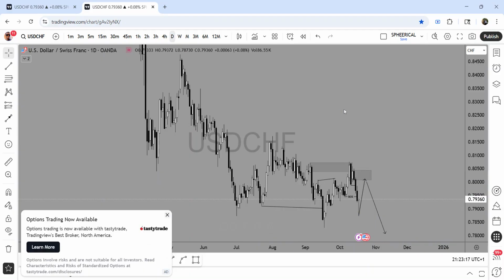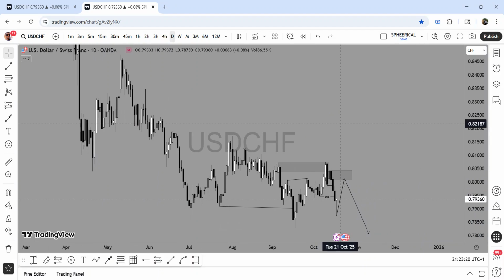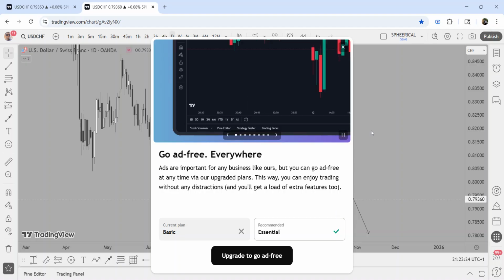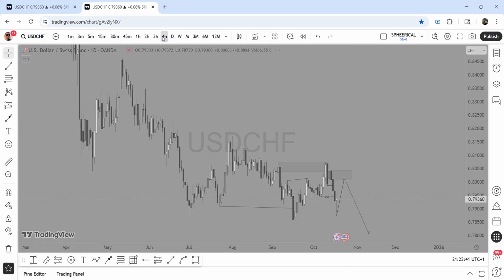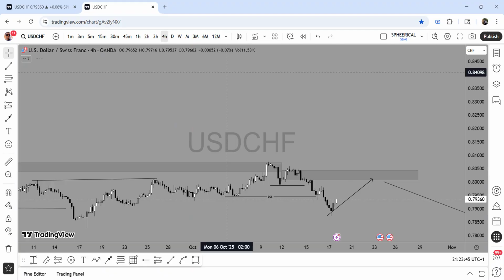I said of the week because definitely this retracement from here to here will take Monday or Tuesday to reach here, and then the market will sell. So let's go down to 4 hours and see what the market is doing in 4 hours.